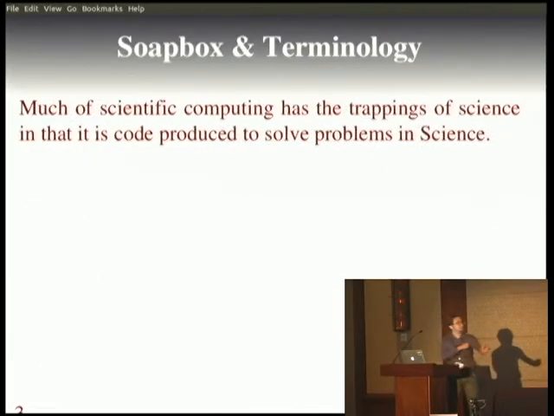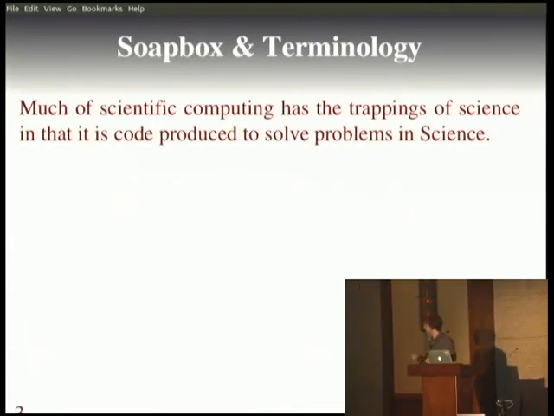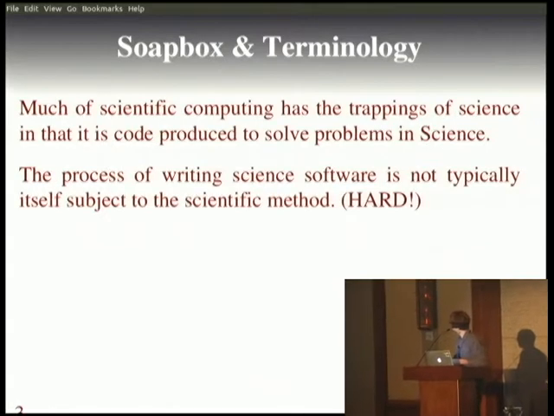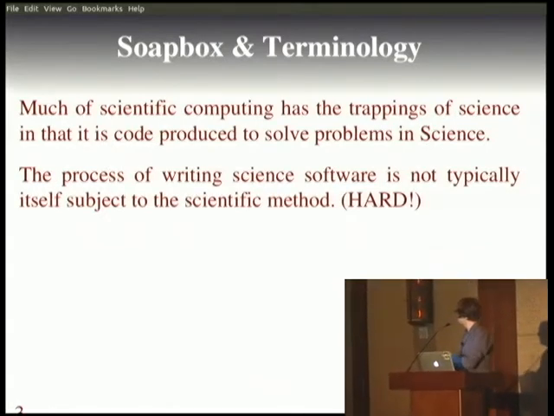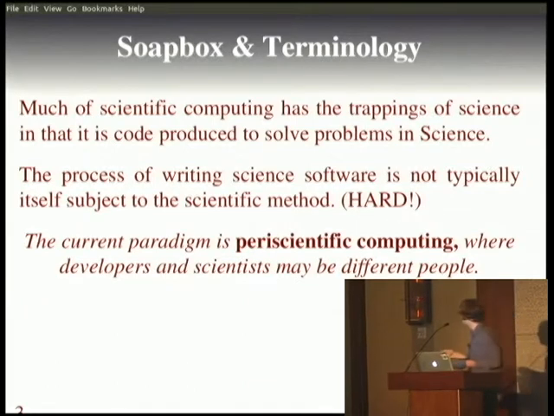So a little bit of soapboxing to start off with. Much of what we call scientific computing, I would argue, is sort of computing about science. It's computations around scientific problems, but isn't the science itself. And this is one of Greg Wilson's main points, that applying the scientific method to computational science processes itself is actually kind of a hard problem. So this paradigm is something that I want to term peri-scientific computing, or computing about science.